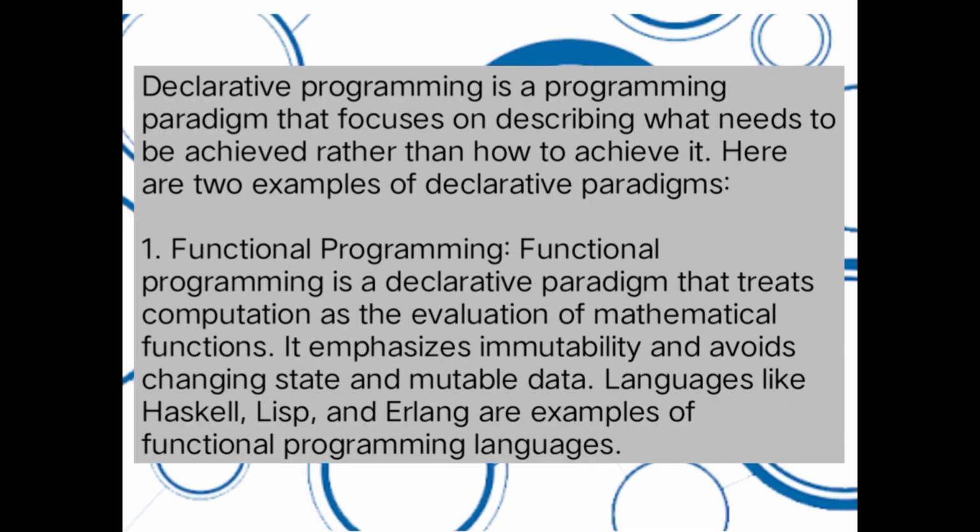Declarative programming is a programming paradigm that focuses on describing what needs to be achieved rather than how to achieve it. Here are two examples of declarative paradigms. Functional programming. Functional programming is a declarative paradigm that treats computation as the evaluation of mathematical functions and emphasizes immutability and avoids changing state and mutable data. Languages like Haskell, Lisp, and Erlang are examples of functional programming languages.